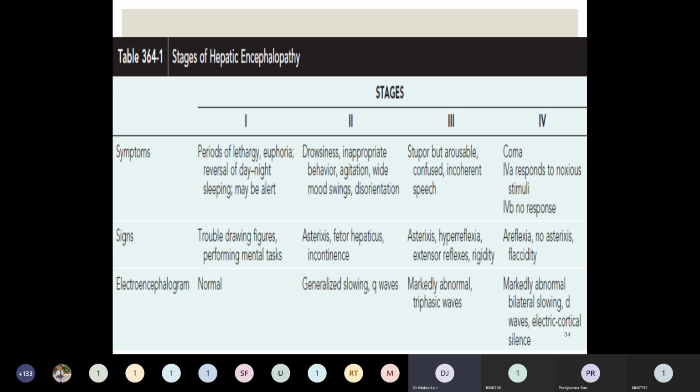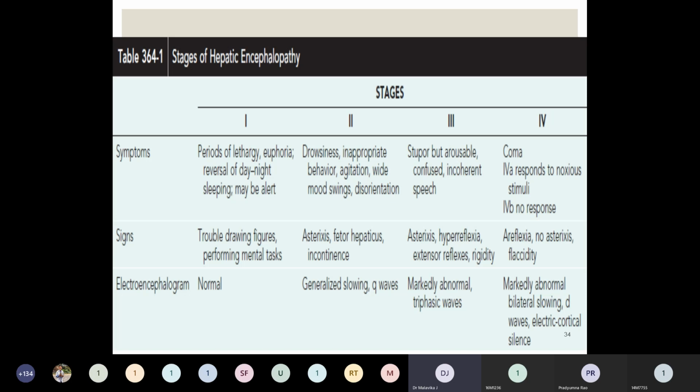The child usually presents with periods of lethargy. So the child will be lethargic, later the child will be a little active. And there is euphoria, reversal of day-night sleeping and the child is alert. What are the signs? Trouble drawing figures, performing mental tasks. The EEG, that is electroencephalogram, shows normal features.